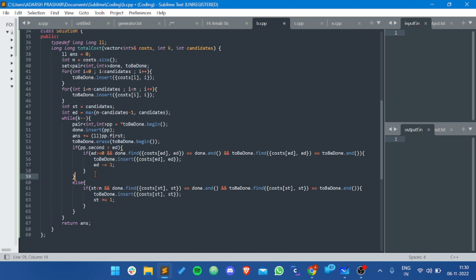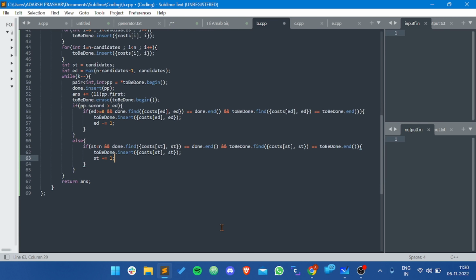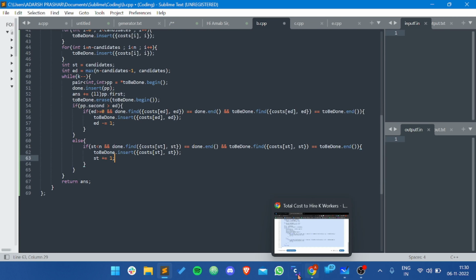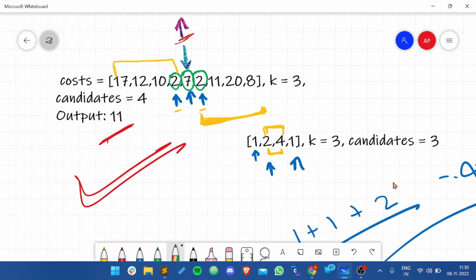So I'm inserting ed back into the to be done set and decrementing ed by 1. And if it is from the first candidates number of students, then I am inserting st into the to be done set and incrementing st by 1. Let me make it clear with a better example.